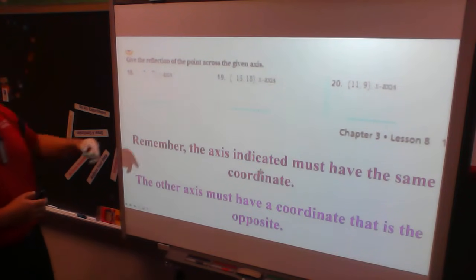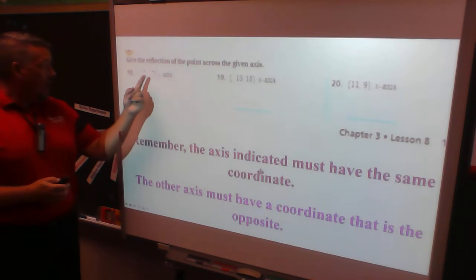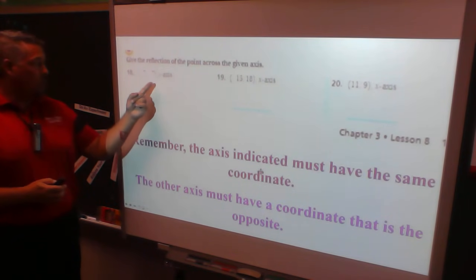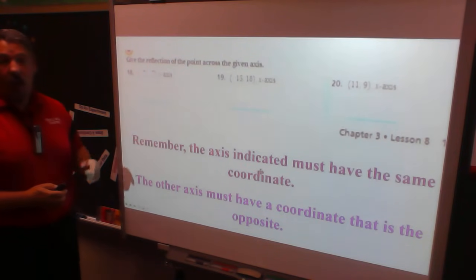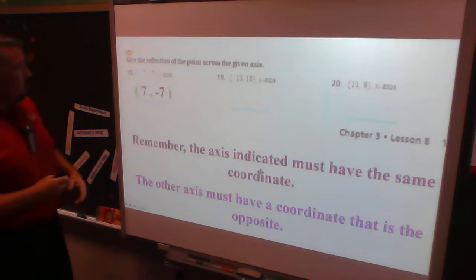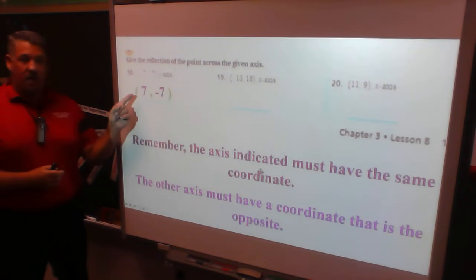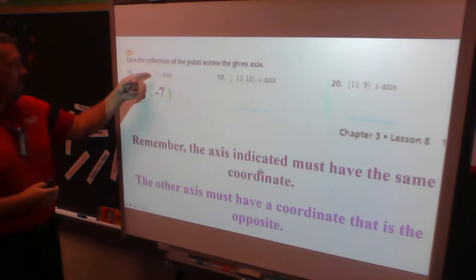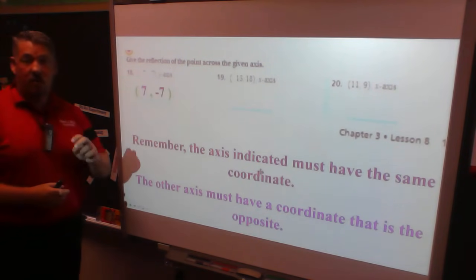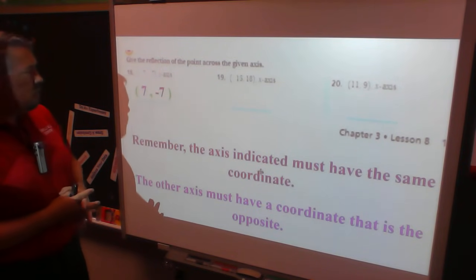So I have a y-axis. So I have -7, -7. My y-axis has to stay the same since it's my reflection axis, and therefore my first one has to change. So when I plot it out, then my reflection has to be a +7 now, followed by a -7, because the -7s have to stay the same because they're the y-axis, which is my reflection line.